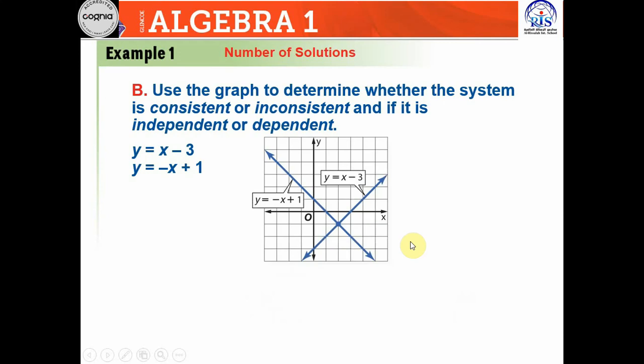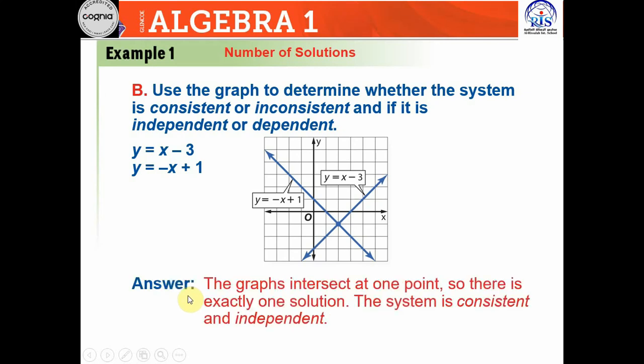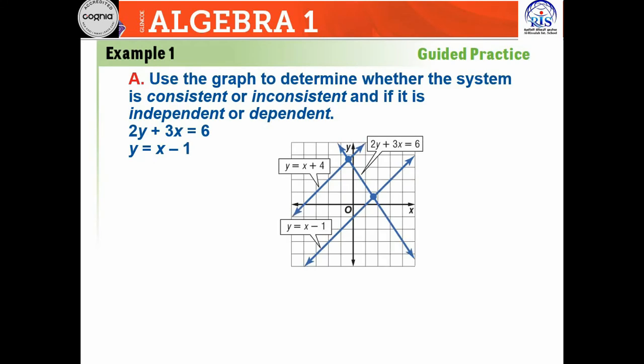The same here in this example. You can see that the two lines are intersecting in one point. This means I have one solution and I have two intersecting lines. This means the system is independent and consistent. Consistent because there is solution, independent because we have only one solution.